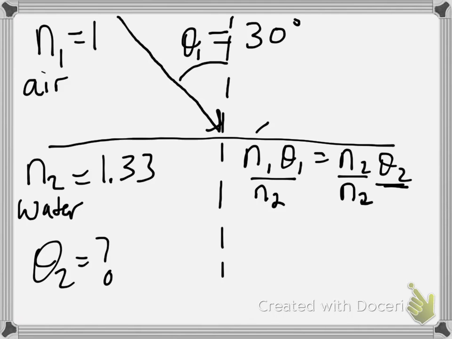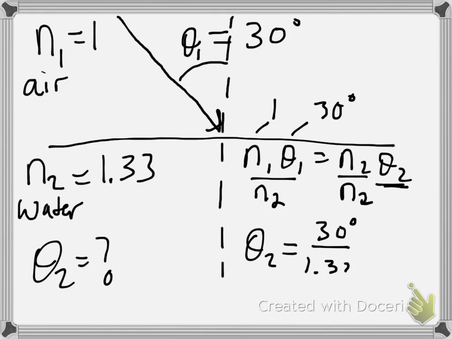And remember that n1 is 1, theta is 30 degrees, and n2 is 1.33, so theta 2 will be approximately 30 divided by 1.33, which is about 22.5 degrees. Now, one caveat, all right?